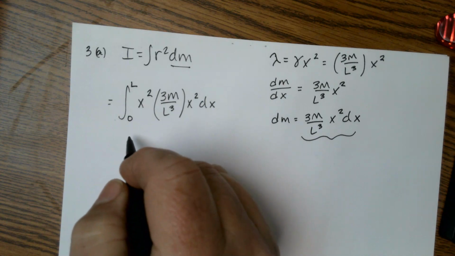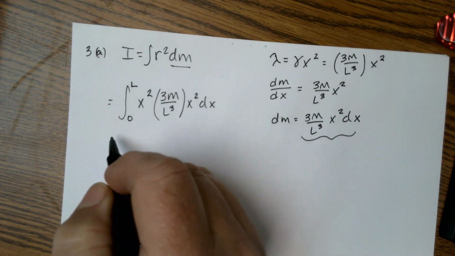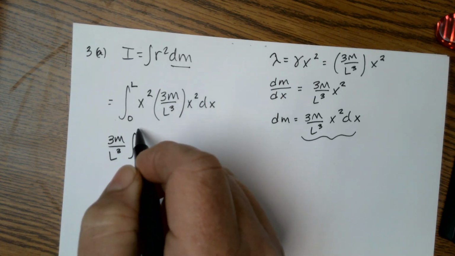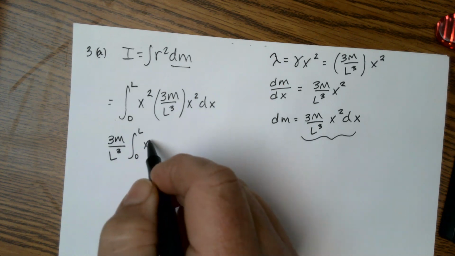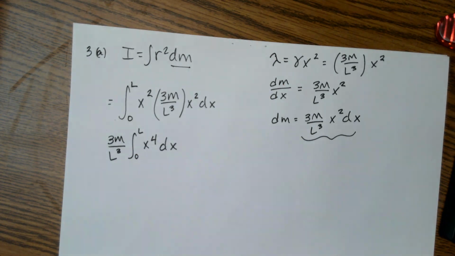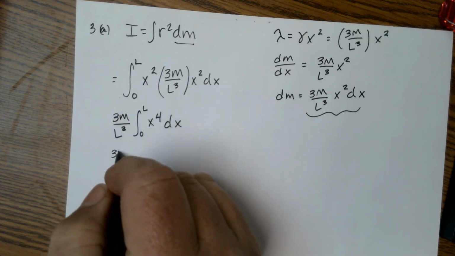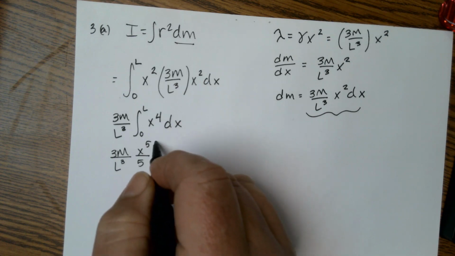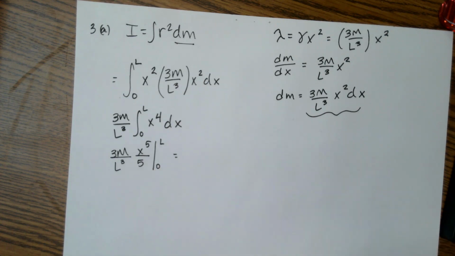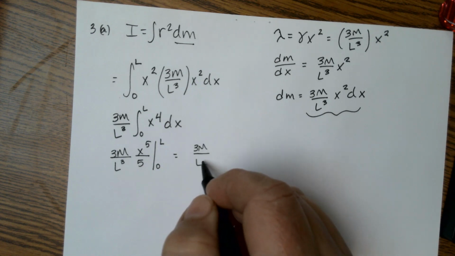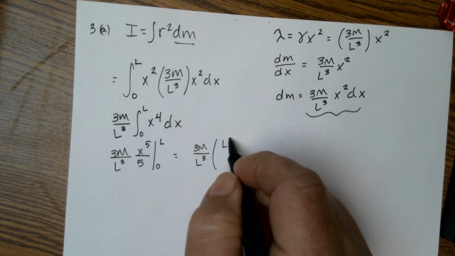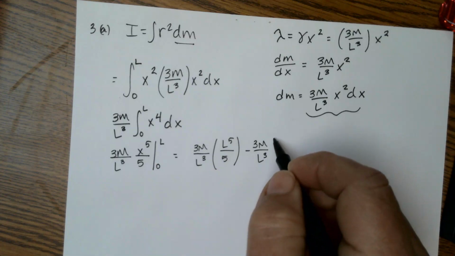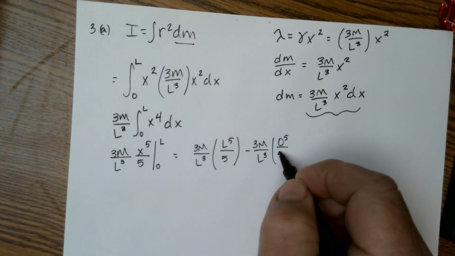Alright, so let's take out the constants. 3m and L are constants, so I'm going to bring 3m over L cubed out front. We're going to integrate from 0 to L of x squared times x squared, which is x to the 4th, with respect to x. Now we just do an integral, so 3m over L cubed times x to the 5th over 5 evaluated from 0 to L. When I plug those in, I get 3m over L cubed times L to the 5th over 5 minus 3m over L cubed times 0 to the 5th over 5.